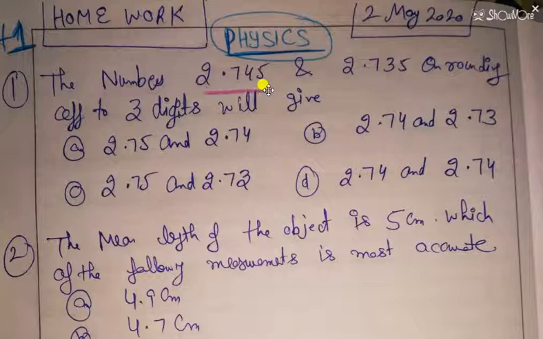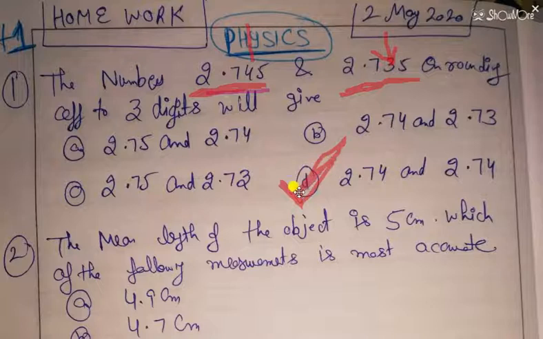So 2.745 will change to 2.74 only, because 4 is an even number. In case of 2.735, this will change to 2.74, because 3 is an odd number. So this you have to keep in your mind. So option number D will be the right answer for this question.